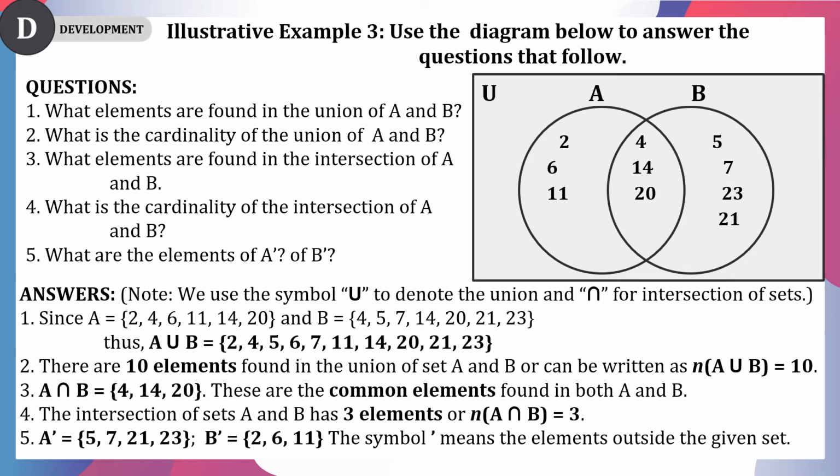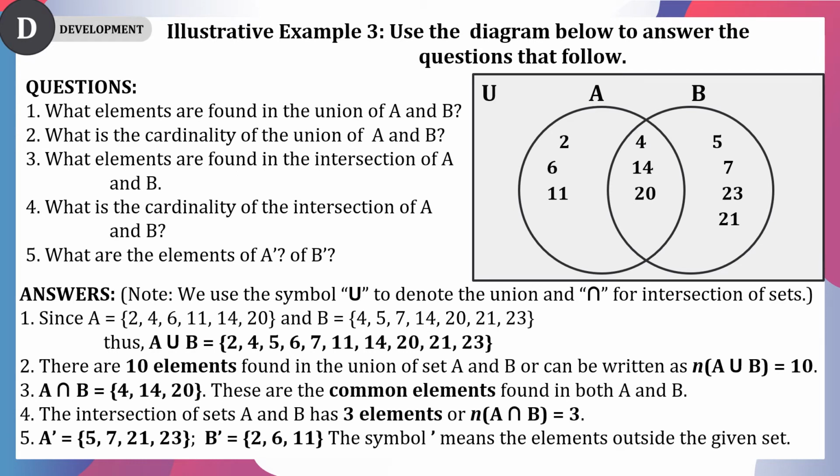Question number 3. What elements are found in the intersection of A and B? A intersection B is equal to the elements 4, 14, and 20. These are the common elements found in both A and B. Number 4 question. What is the cardinality of the intersection of A and B? The intersection of sets A and B has 3 elements, so n(A intersection B) is equal to 3.